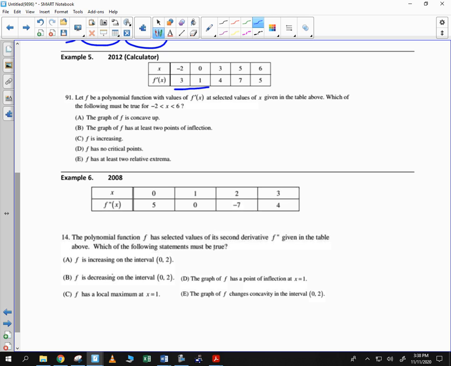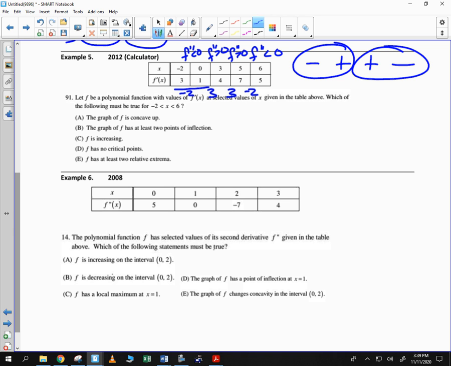What's happening to the f prime values? It looks like it's dropping. So that means that f double prime is negative there. And then it looks like it's increasing, which means that f double prime is positive. It looks like it increases again by 3, which means f double prime is positive. And then all of a sudden it drops again. That means that f double prime is negative. So it went from negative to positive to positive to negative. That's what happened to f double prime. And if the second derivative changed sign twice, that means it has 2 points of inflection.